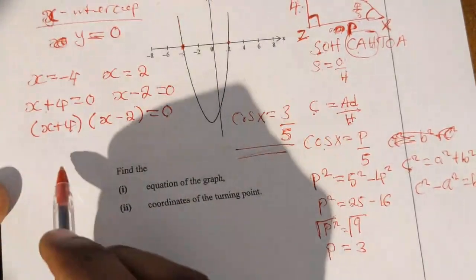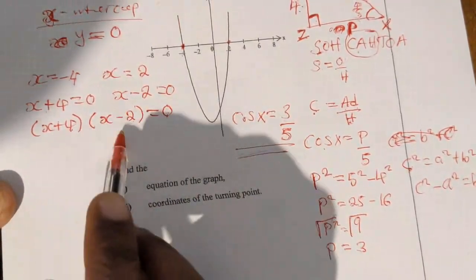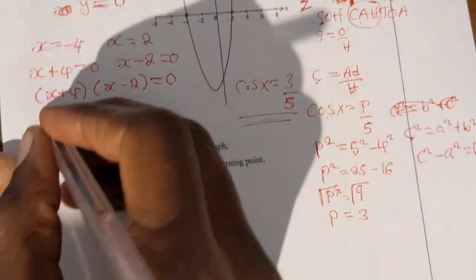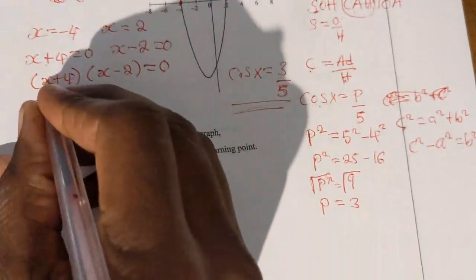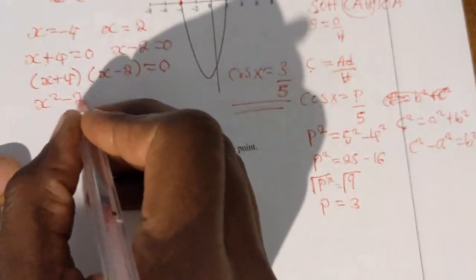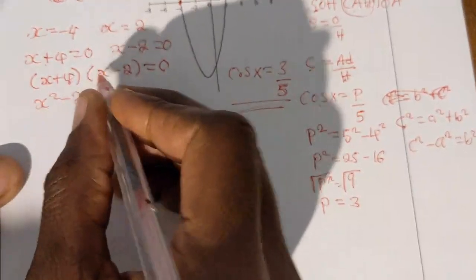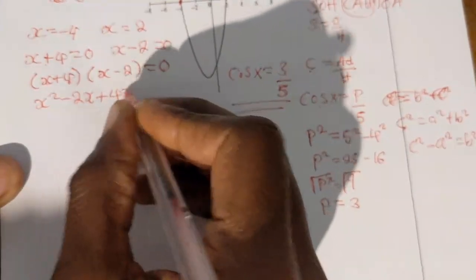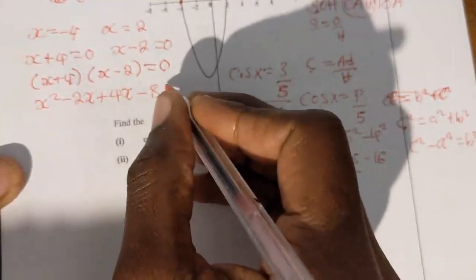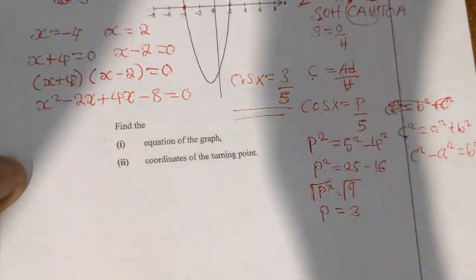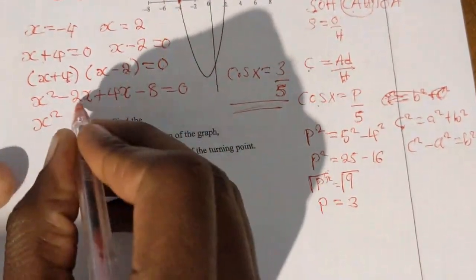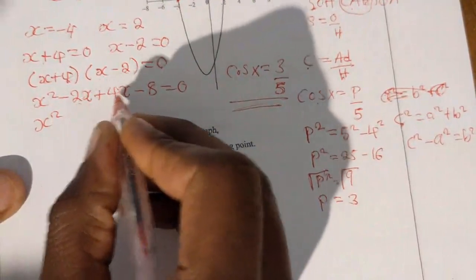Okay, so now if you want to find the value of what you want to find, the equation, you just multiply this. So it will be x times x is x squared, then x times negative 2 is negative 2x, then 4 times x is positive 4x, then 4 times negative 2 is going to give you negative 8. Then it is equal to what? Is equal to 0.